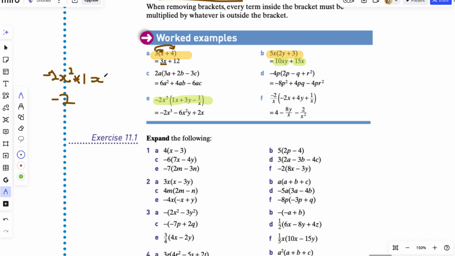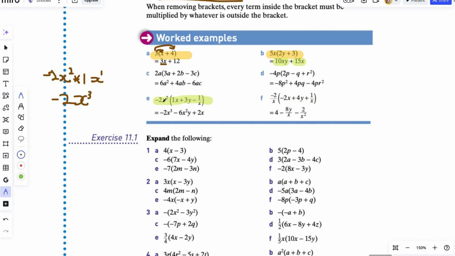Then x squared times x. This one is power 1, even if we don't write it. So in indices, x raised to the power 2 times x raised to the power 1, you're going to get x raised to the power 2 plus 1, which is x raised to the power 3. So here, we're going to get minus 2x raised to the power of 3. That's how we got it here.